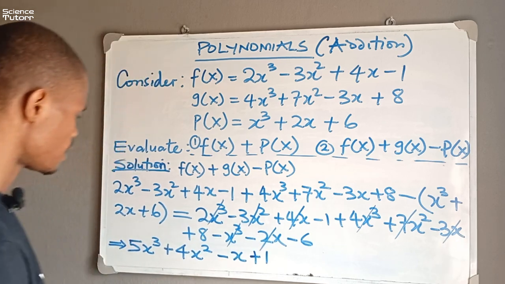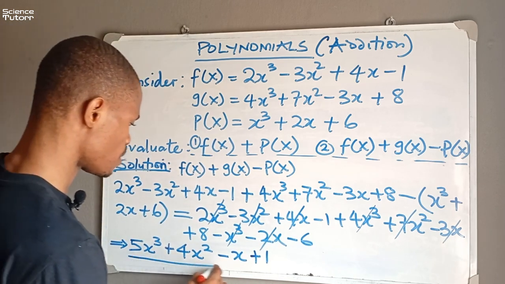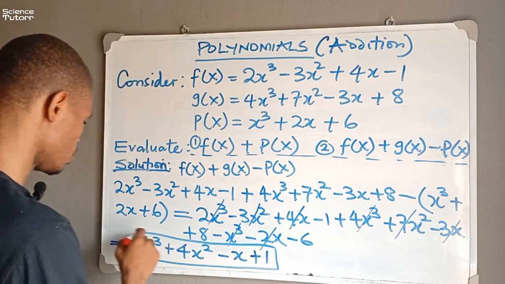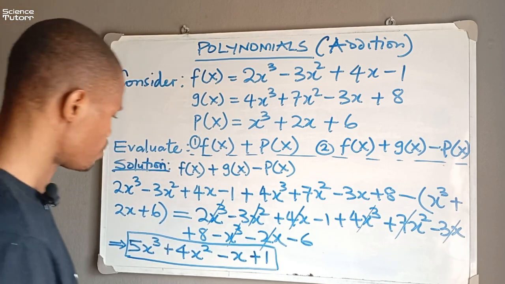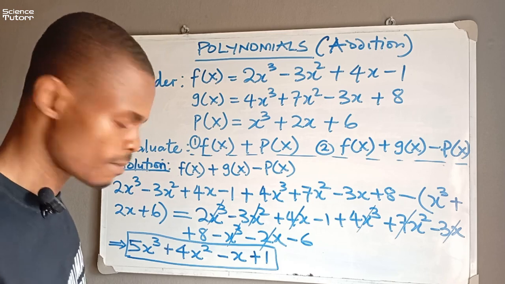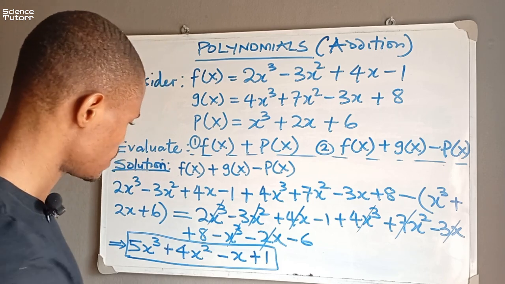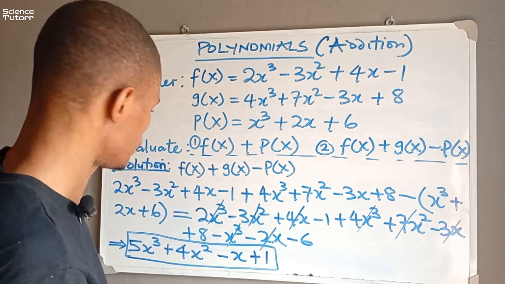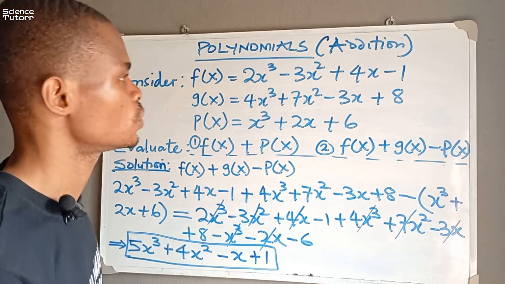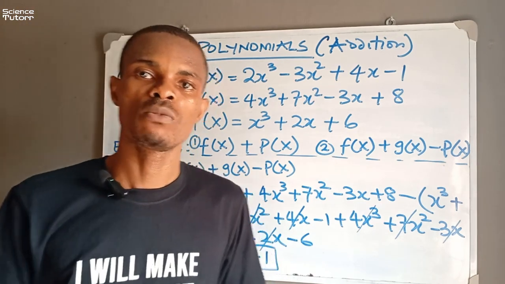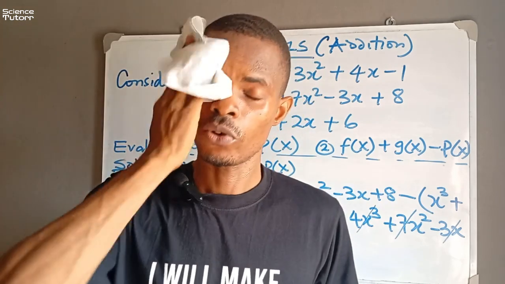So at the end of the day, we have our final result to be 5x cubed plus 4x squared minus x plus 1. And that is the final result. This is how to solve problems on addition of polynomials.